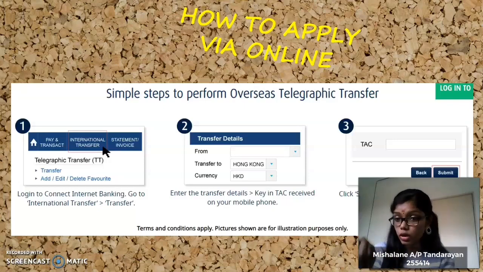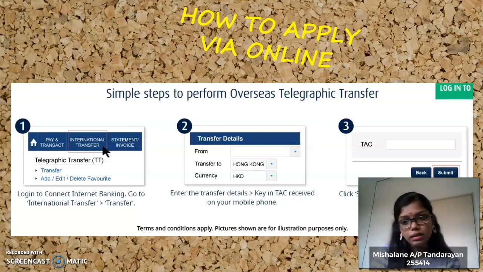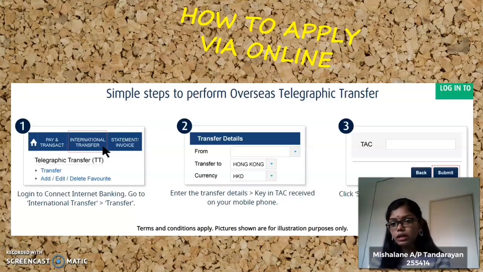Then once you have entered the transfer detail, you will receive a TAC number on your mobile phone. You will receive a message notification. So you have to key in the TAC number to continue the transaction. Once you have keyed in the TAC number, you have to submit. Once you have submitted, the transaction has been completed.